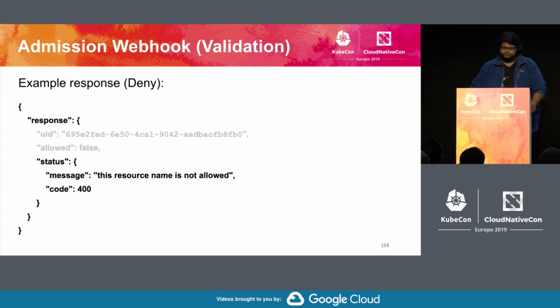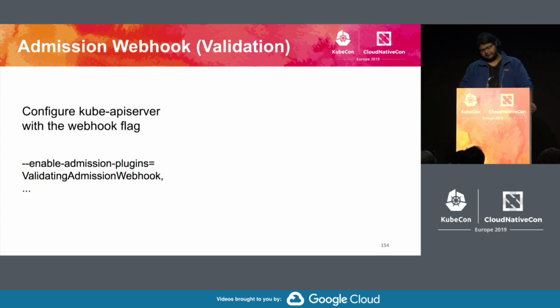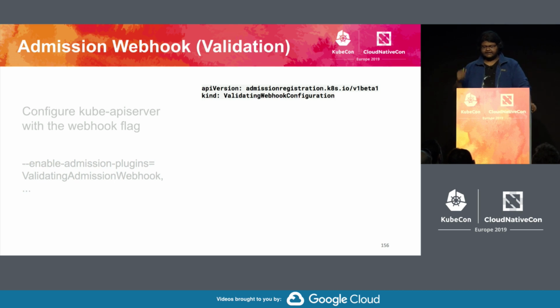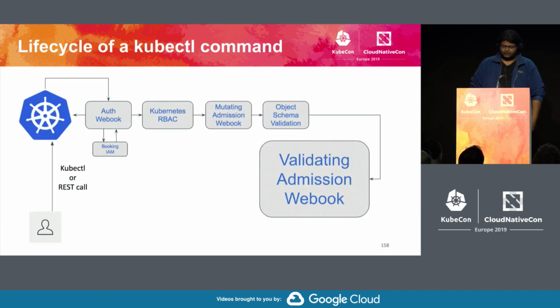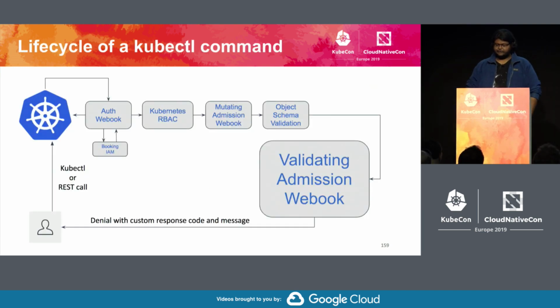and message. So the configuration for validating webhook is the same as mutation webhook. You just pass the validating admission webhook value in the flag, and then you create a validating webhook configuration instead of a mutating webhook configuration object, and the rest of the definition looks exactly the same as the mutation webhook. You can define the rules the same way. After going through validating admission webhook, if the request is denied, you can send right from here a denial message with error code to the user.